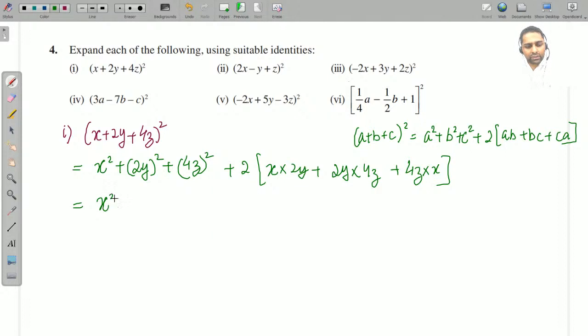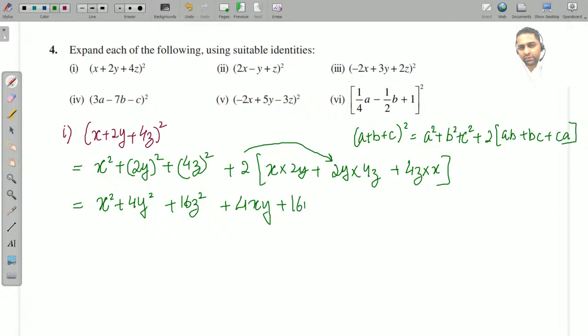So it comes out to be x square plus 4y square plus 16z square plus, so 2 is going to distribute, it becomes 4xy, now this 2 is going to multiply with the second term as well inside the bracket, so 2 times 4 is 8, 8 times 2 is 16, plus 16yz, and then last one 8zx. So that becomes your answer.